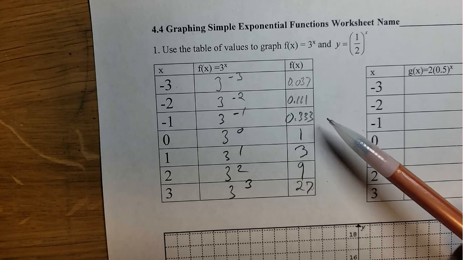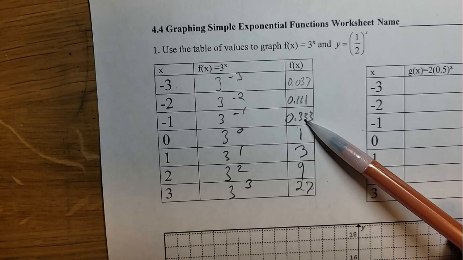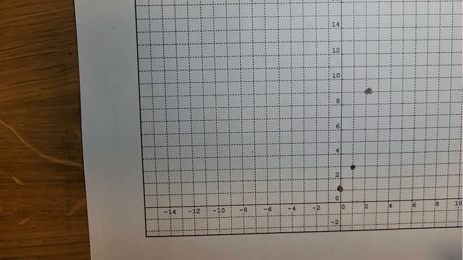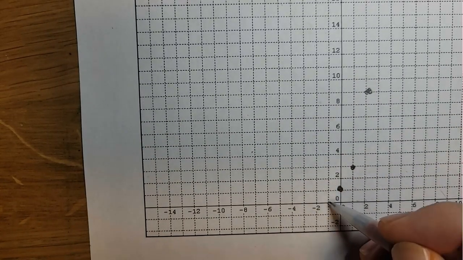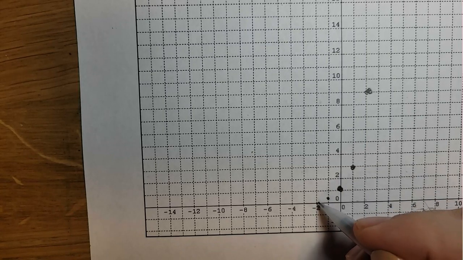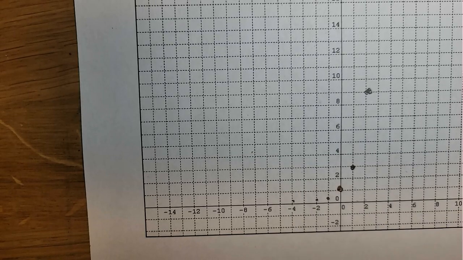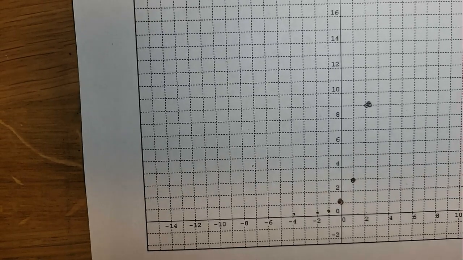Well, let's think. How am I going to graph this one, 0.333? So we're at -1 and 0.3. This is 1, so 0.333 is about here, right about there. And then the next one that gets even smaller goes here. The next one goes even smaller, but it doesn't touch or cross the line.